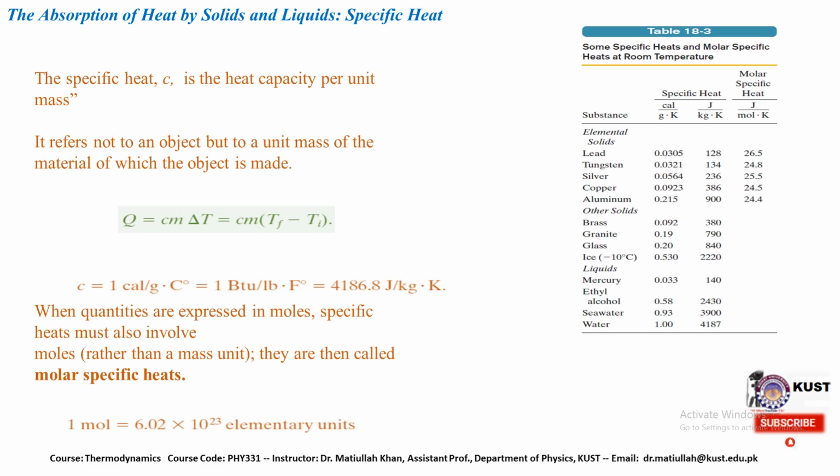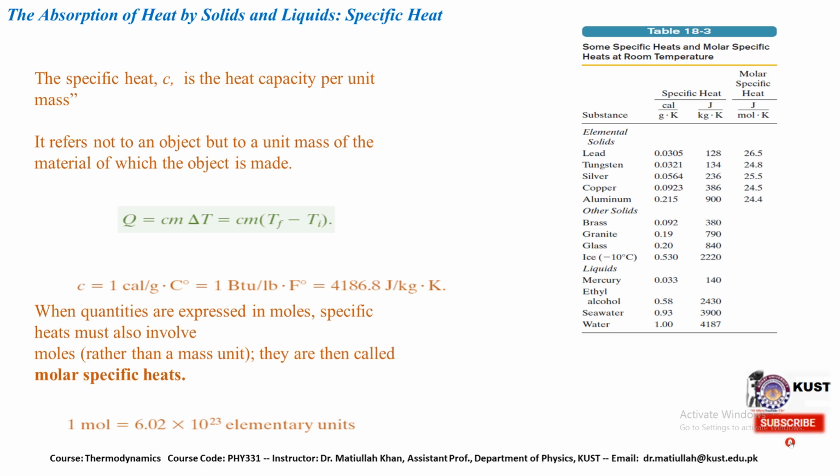Specific heat: when we specify the mass of the object or the matter, the heat capacity is considered a specific heat. So the specific heat is the heat capacity per unit mass. It refers not to an object but to a unit mass of the material of which the object is made, and for that we have Q is equal to C m del T. When the quantities are expressed in moles, that is called the molar specific heat.